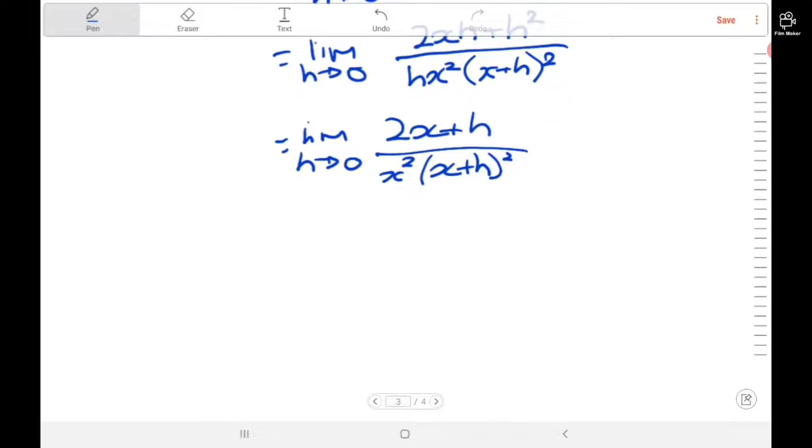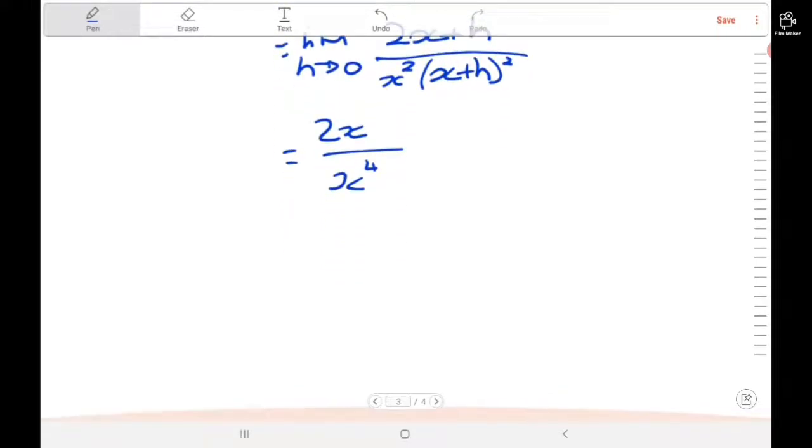So now we can evaluate the limit as h goes towards 0. And as h tends towards 0, 2x plus h tends towards 2x. And in the denominator, the x plus h tends towards x, so we'll be left with x to the power of 4. And we can cancel out a factor of x here, so we'll get 2 divided by x cubed. And that is the second derivative of the function 1 divided by x. And we've evaluated it using first principles.